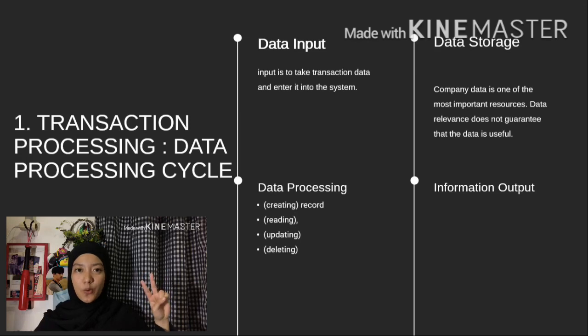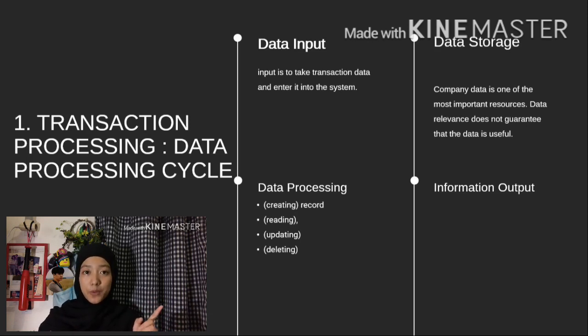Second is data storage. The data storage is the most important resource in the company. Why? Because the data storage can be used for the maximum capability in the company. Third is data processing. There are 4 types of data processing. First is recording or creating. Creating or recording is recording new data, for example a newly hired employee.